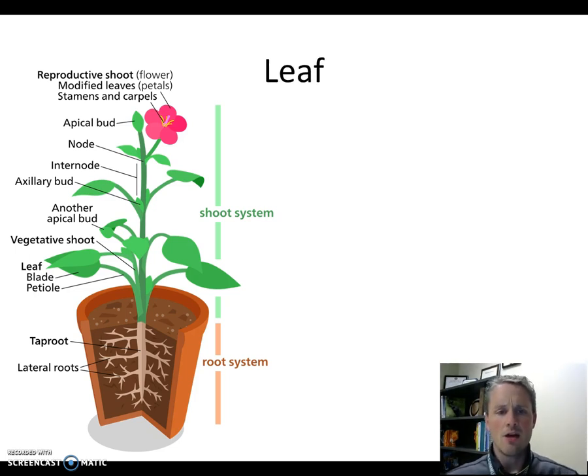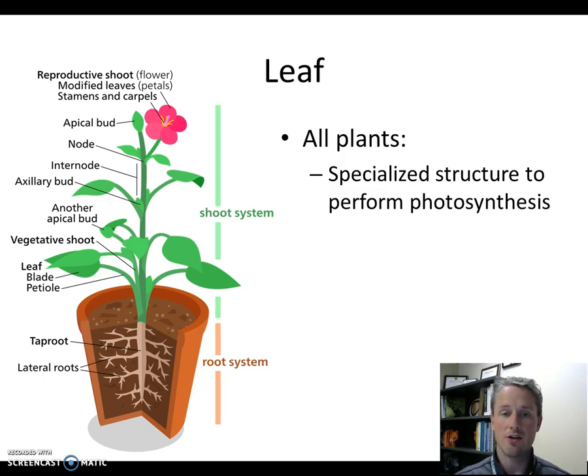All right, so another structure that was evolved in land plants is the leaf. The leaf is another pretty straightforward structure in terms of our understanding right here. We're just going to say that the leaf is a specialized structure that performs photosynthesis. So it's a photosynthetic organ for the plant.